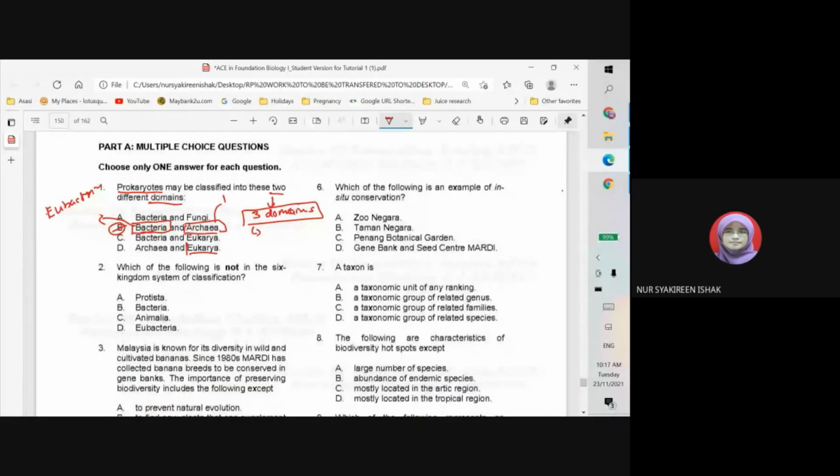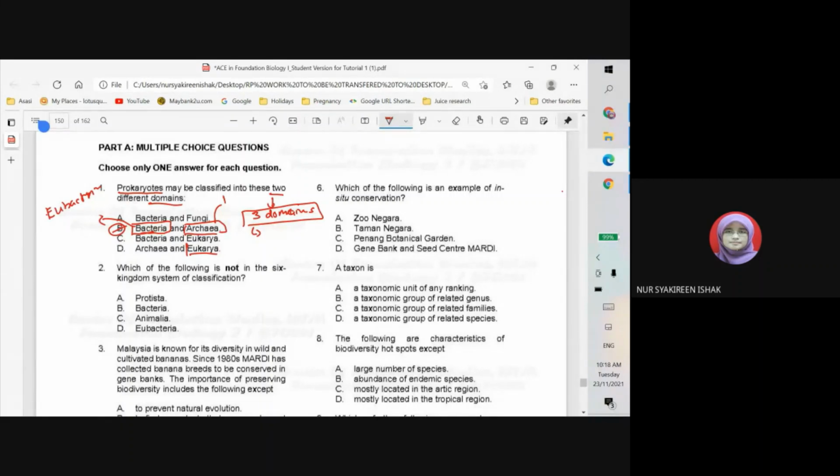eukarya ada berapa kingdom? Take note ni kita buat revision sekaligus. 4. Or apa dia? What are the kingdom under eukarya? Plantae, Fungi, Animalia, Protista. Ingat so under the domain eukarya, there's 4 kingdom which is Plantae, Animalia, Protista, and Fungi. So please refer back to your notes. What are the characteristics of organism that falls under these 4 kingdoms of eukarya ni? Okay.